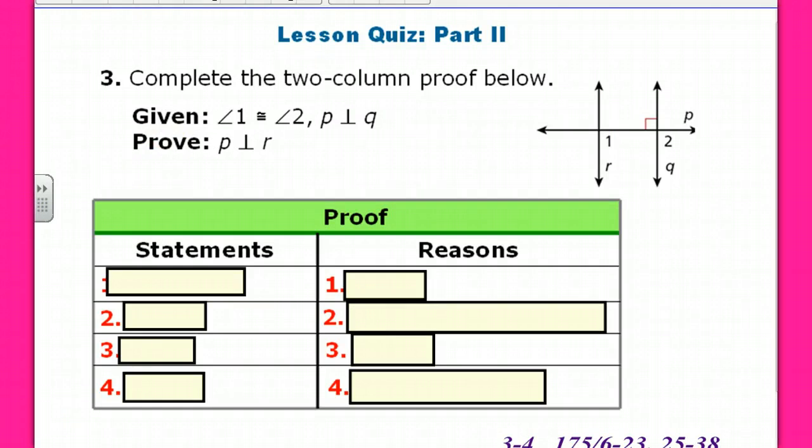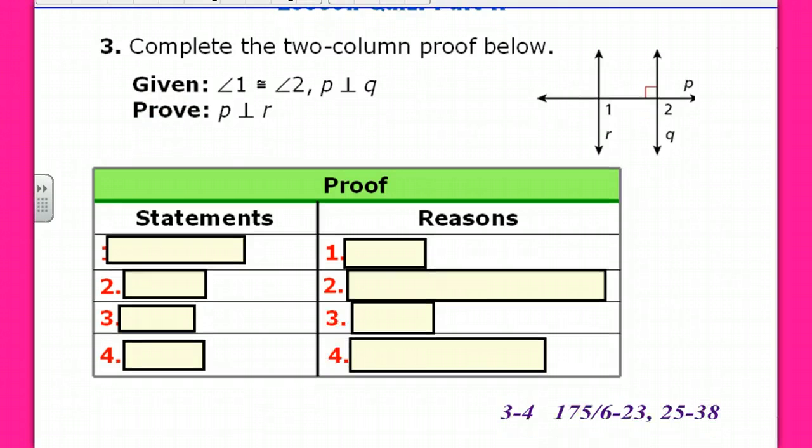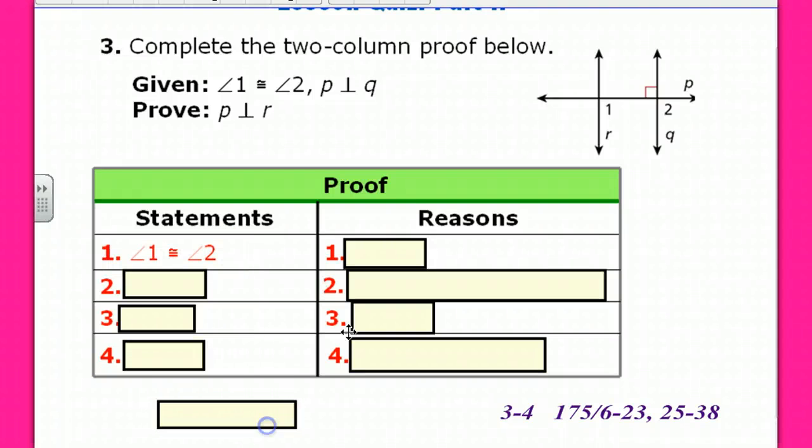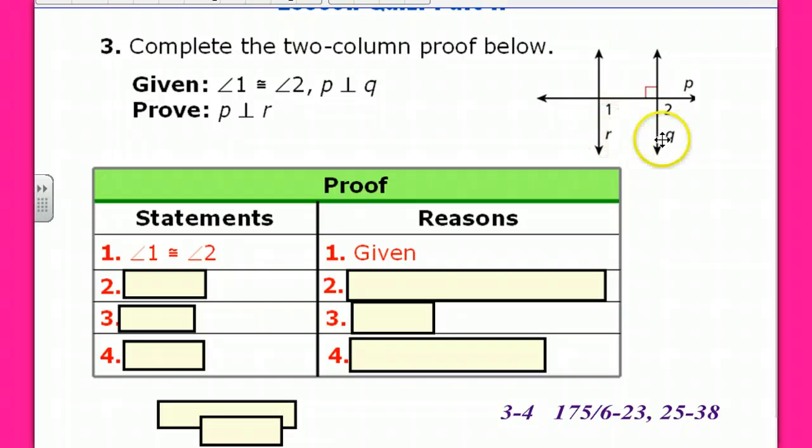Go ahead and try this, and we'll check it. This one feels very much like that other one we did. As I'm looking at it, Andrew, what's the first statement you would give? Angle 1 is congruent to angle 2. Good. And that's given. So what flows from that, if angle 1 is congruent to angle 2? R is parallel to Q. Good. R is parallel to Q based on what?